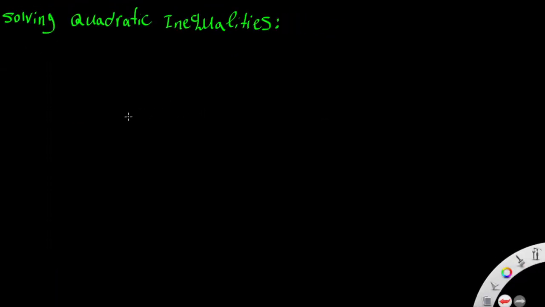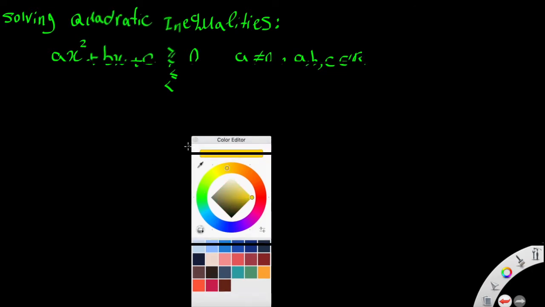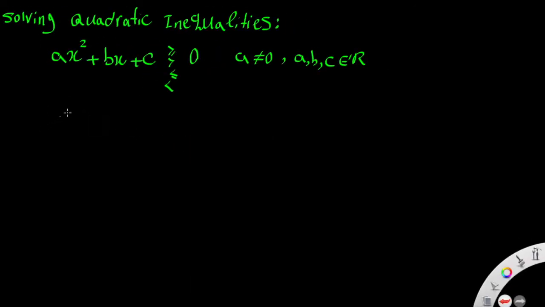Hello everyone, in this video we are going to learn how to solve quadratic inequalities. As you know, quadratic inequalities are of the form ax squared plus bx plus c greater or equal, greater, less or equal, or less than 0, where a is a non-zero number and a, b and c are real numbers. There are some steps you need to take in order to solve such inequalities.